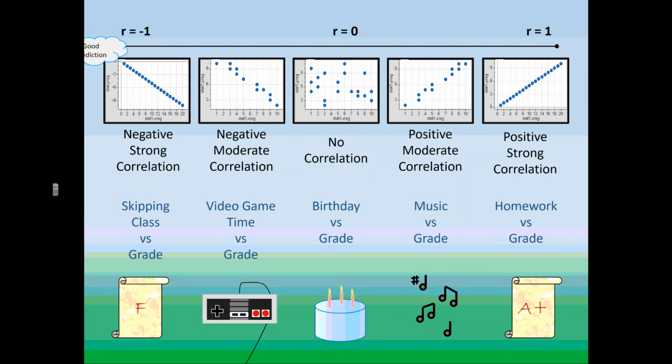At the ends, we have very good predictions. So it's a good prediction, skipping class versus your grade and homework versus your grade. Those have a big impact on your grade, so once we've gotten the trend, it'll be a very good prediction about where you would land. Whereas something with no correlation is going to be a very bad prediction. Yes, I could fit a linear regression to this. The calculator will calculate out a line for you. Unfortunately, it will be absolutely useless.